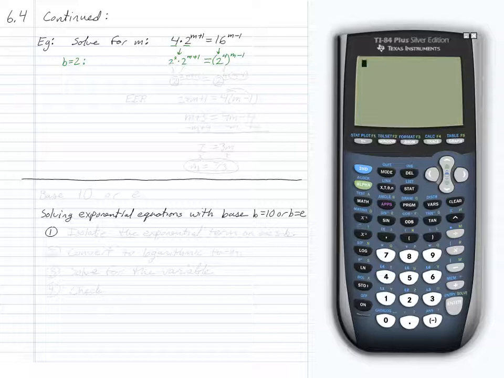Now, using the product property of exponents, I have 2 to the 2nd times 2 to the m plus 1. I can combine these into a single exponential expression with a base of 2 by adding the powers.